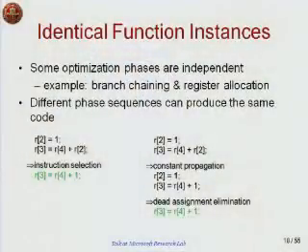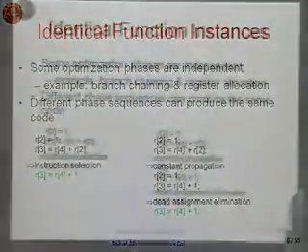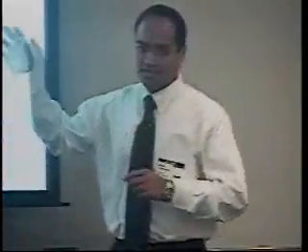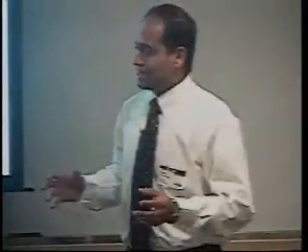Now at the same time, it is also possible that two different orderings of optimization phases can still produce the same code. This can happen for two reasons. The first is that some optimization phases are inherently independent. For example, if you take something like branch chaining and register allocation, then they work on different sections of the code. They do not share any resources, and so applying them in any order should produce the same code.